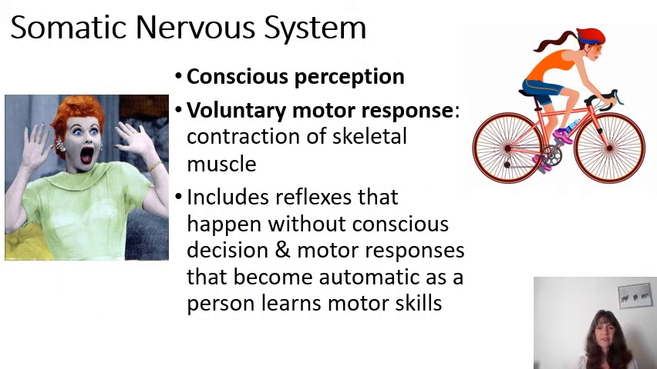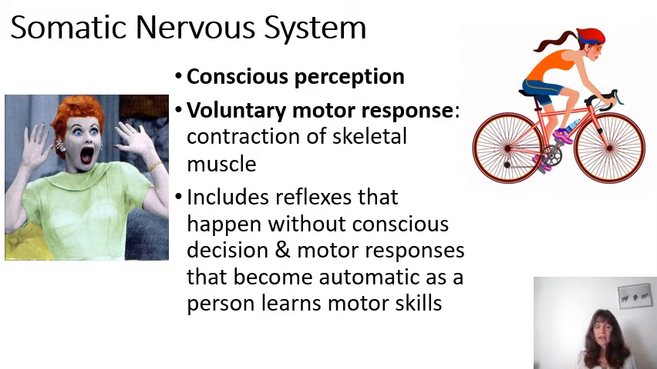The somatic nervous system is going to involve conscious perception of what's going on in our environment. Imagine a person riding a bike and all of a sudden there's a hole in the path of the bike. That person has to use his or her senses to physically maneuver the bike so that the bike doesn't go into the hole, causing the individual to have a crash.